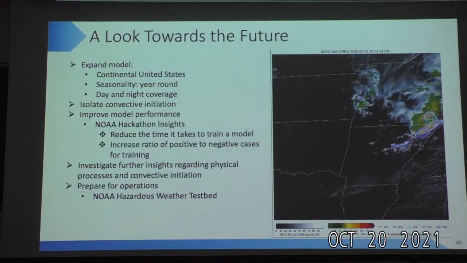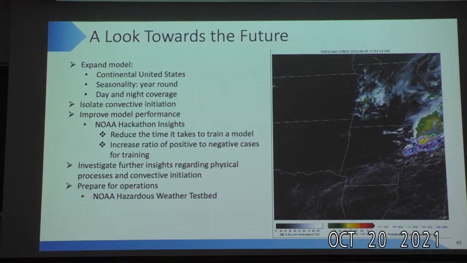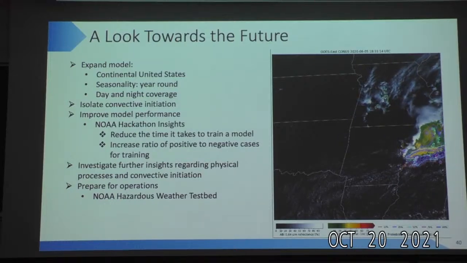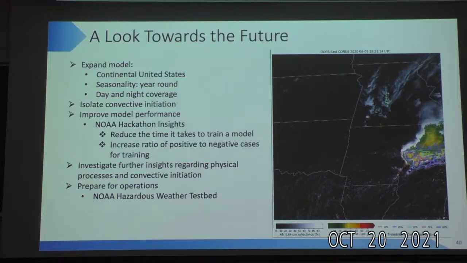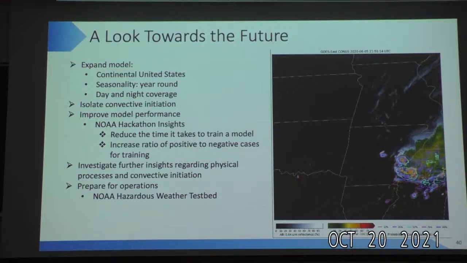We'd also like to be able to isolate the convective initiation stage. So right now it's initiation and it's already initiated convection. If we can isolate the convective initiation stage, this could be a really powerful tool for forecasters to be able to see where newly developing storms are occurring.